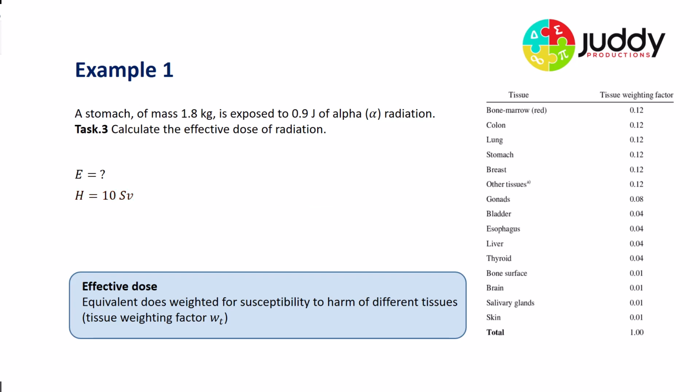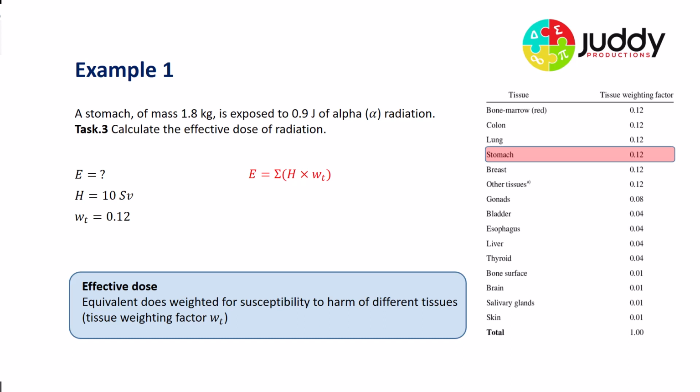And now we want to look at our tissue weighting factor for the stomach, and we can see that that has a value of 0.12. It effectively means it is impacted upon or absorbs 12% of the available radiation. So the tissue weighting factor for the stomach is 0.12. To work out the effective dose radiation, we simply have to take the sum of all equivalent radiation multiplied by the tissue weighting factor.